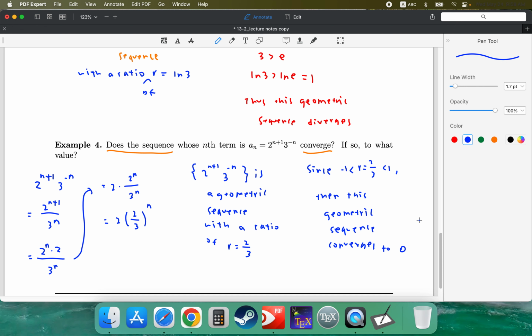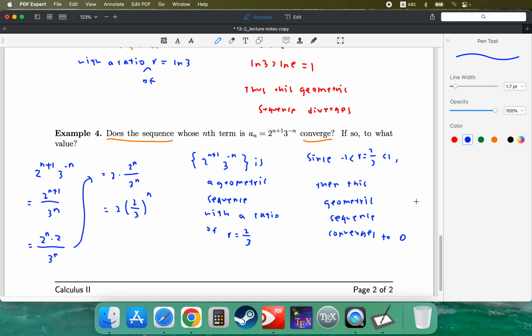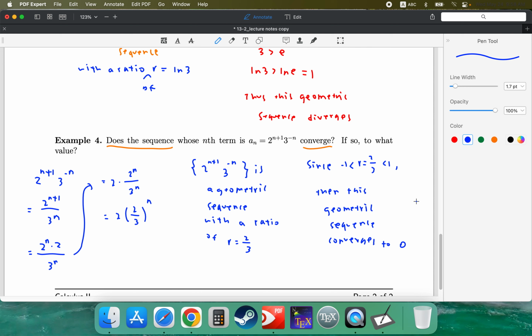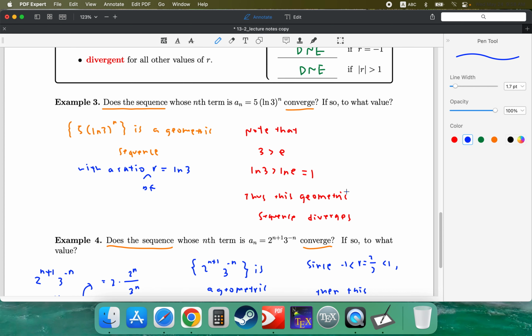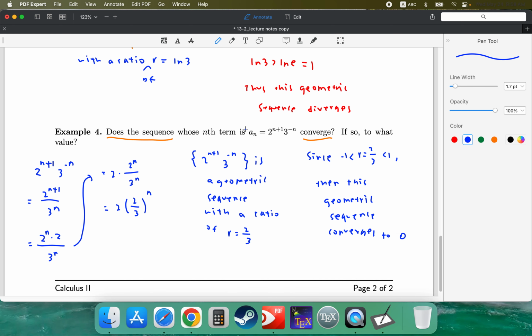Okay, as I say, we will see geometric sequences a lot in this chapter. So please make sure you know how to identify whether a given sequence is geometric or not. There are more practice problems on Canvas.